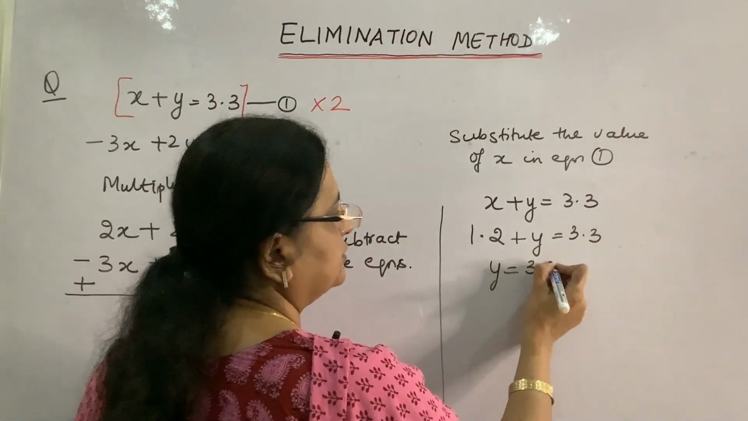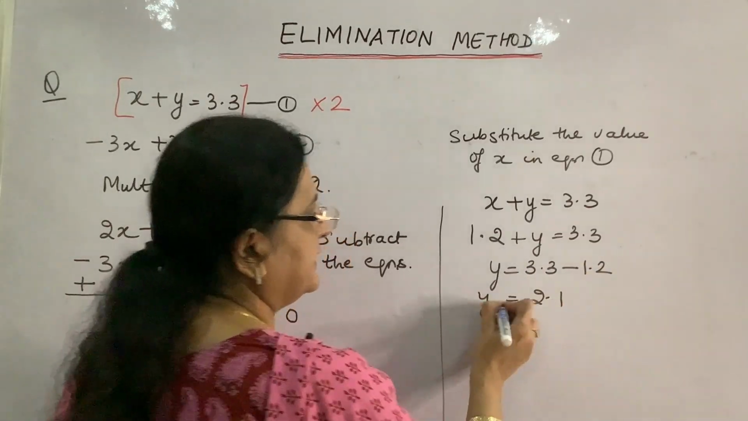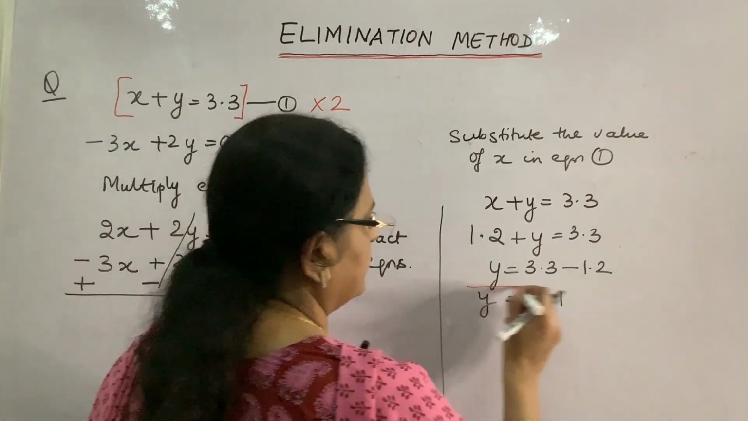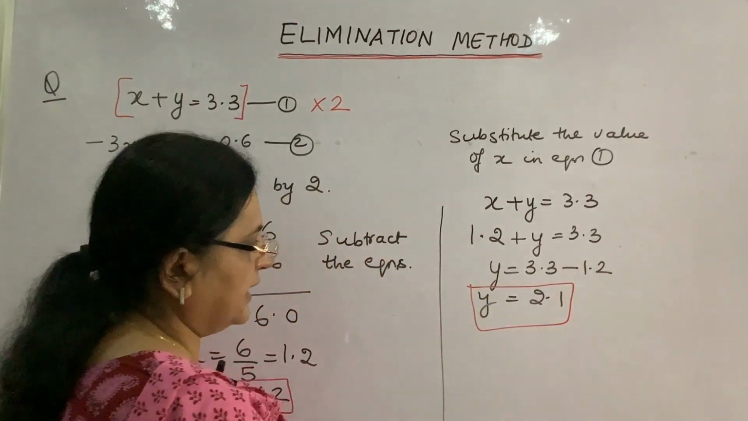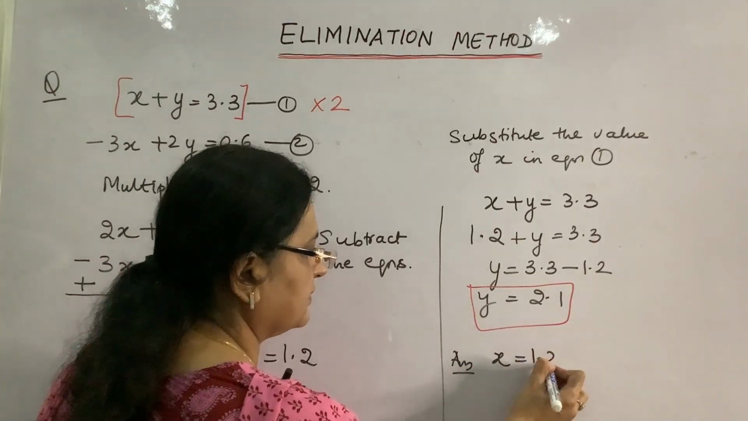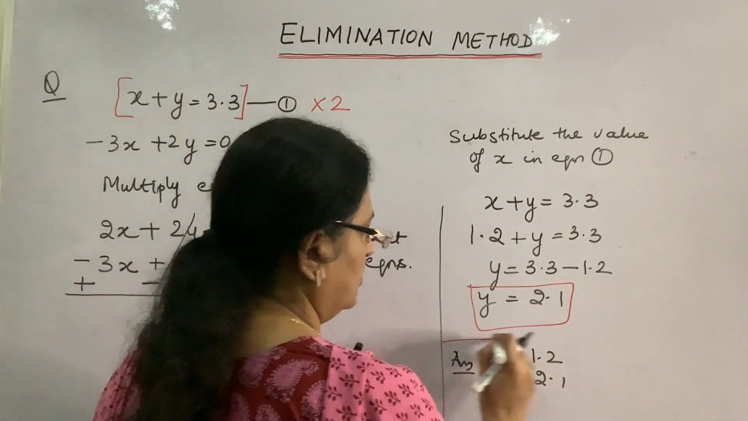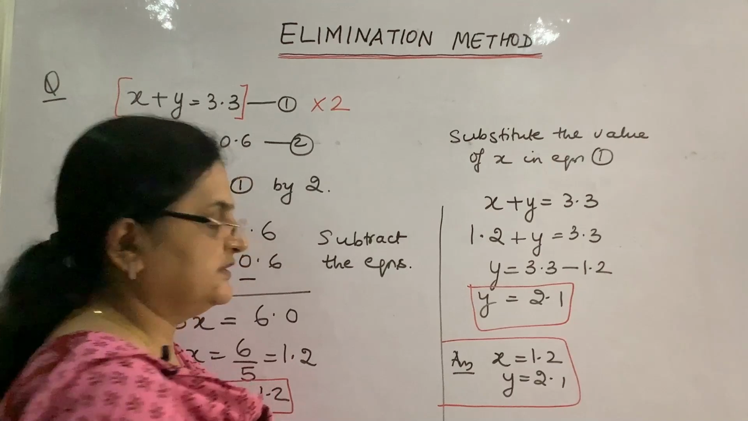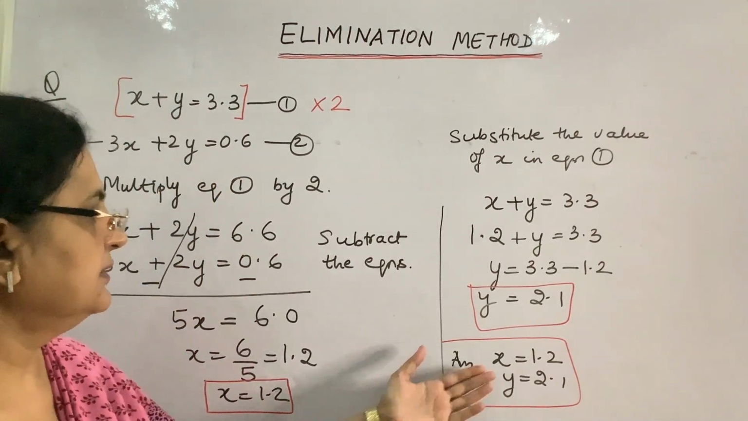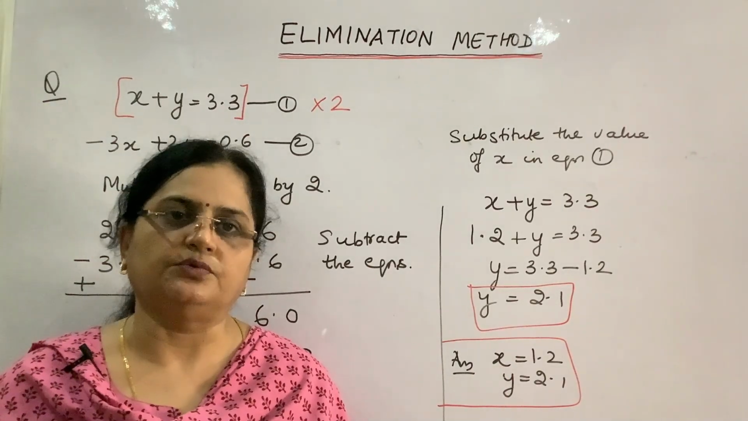So y is equal to 3.3 minus 1.2. So you get y is equal to 2.1. So if I want to write down the answer, I can write x is equal to 1.2 and y is equal to 2.1. If this is asked in a multiple choice question, then you can look at the choices and mark whichever choice has x is equal to 1.2 and y is equal to 2.1.